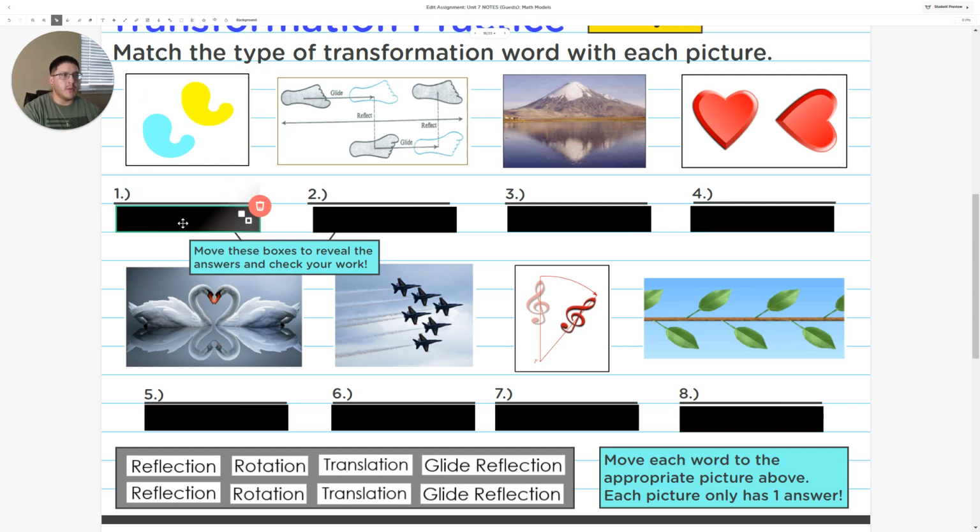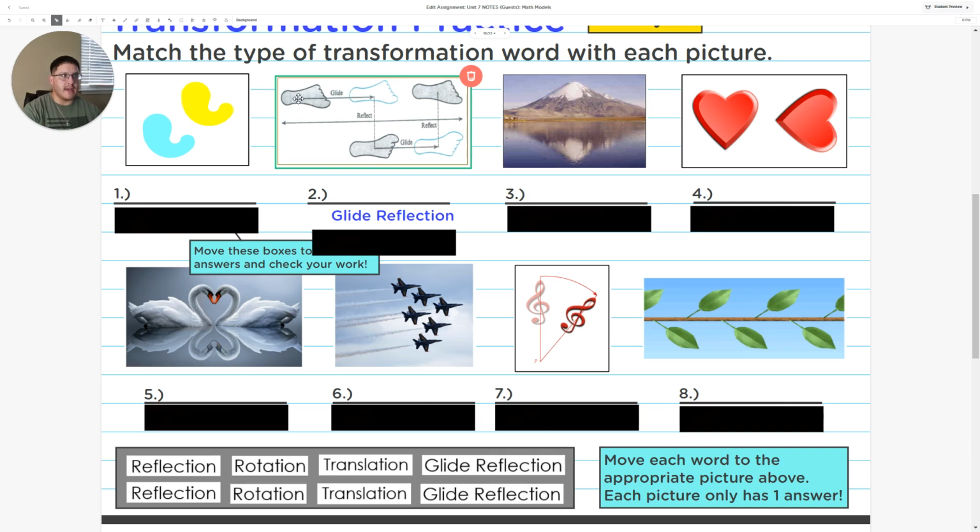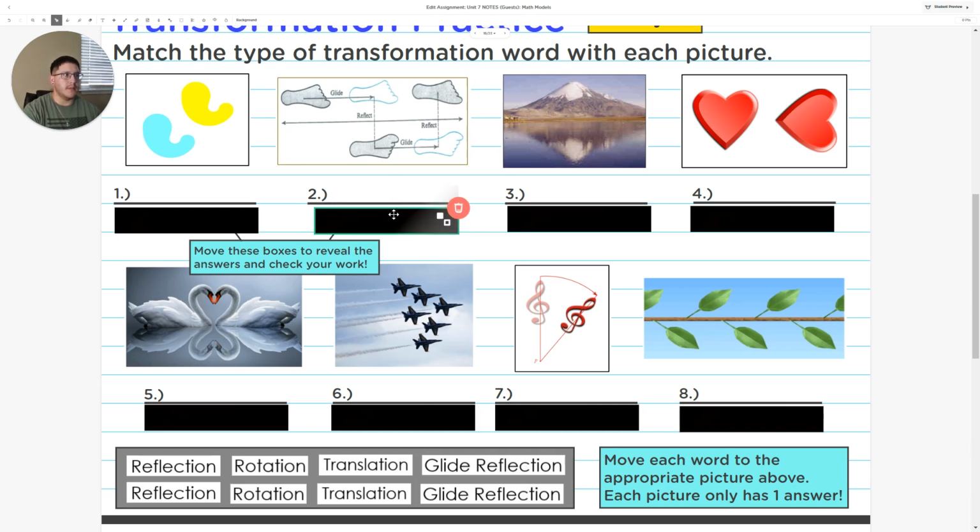Okay, for number 1, that is a translation. All we see is the image move from one side to the other. Number 2, glide reflection. We have a foot that goes over, reflects, over, reflects, footsteps. For number 3, we have a reflection. You can see that the image of the volcano or mountain is reflected on the river, lake, whatever that is. Probably a lake.